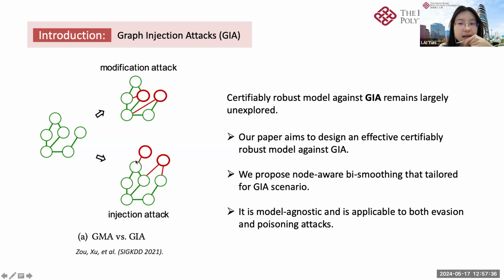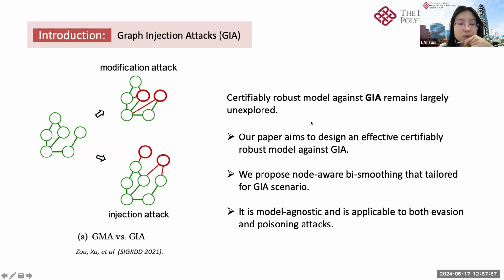Graph injection attack is another kind of attack that injects some new nodes into the graph and connects them with existing nodes. Unfortunately, certifiably robust models against GIA remain largely unexplored.